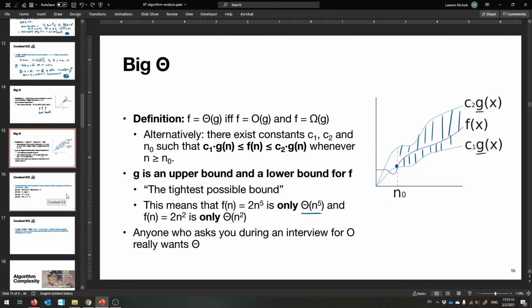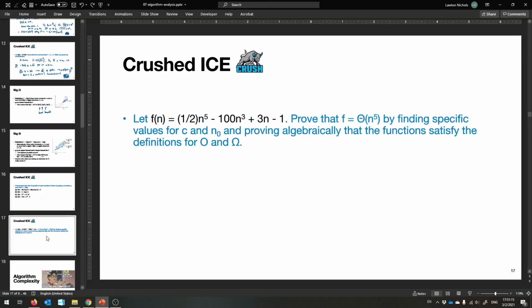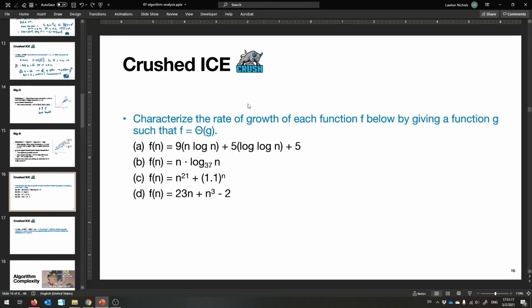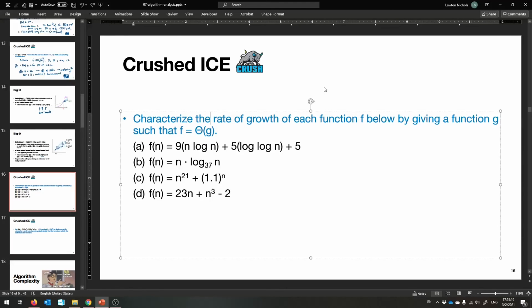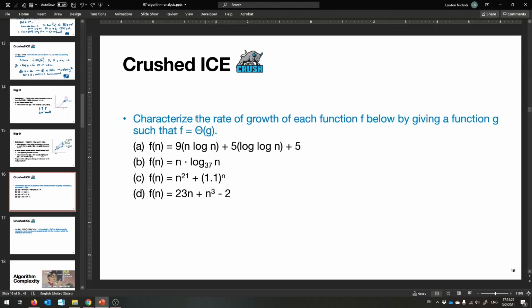And now let's do this, and then maybe this one too, and then we'll get out of here. Let us characterize the rate of growth for each of these functions by giving another function such that it's big theta. So give it a try, and let's do it. So this one, you can follow the big O rules. You just need to make sure that it's the tightest possible bound.